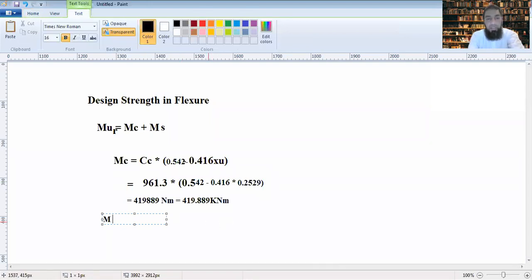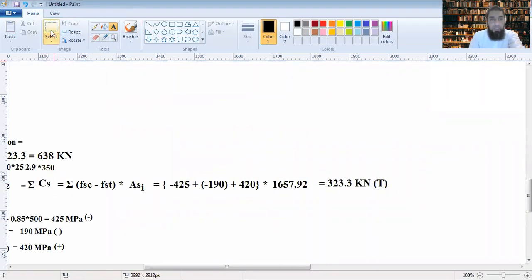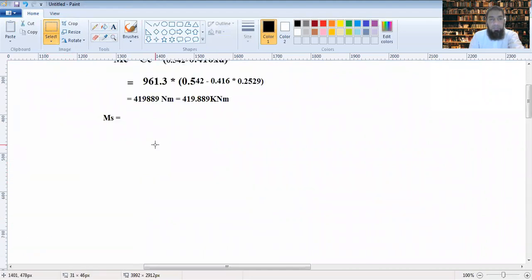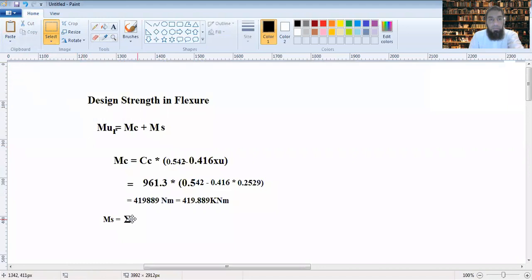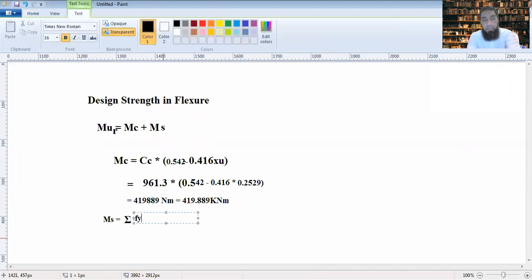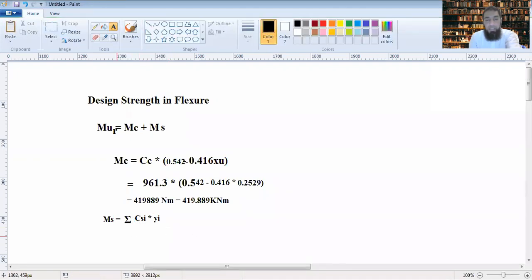Your MS similarly would be the summation of all CSI into the distance YI, the lever arm at which it's acting. Now, each one of these lever arms is known to us, and the stresses are also known to us.